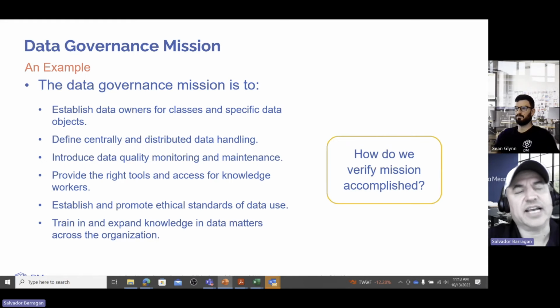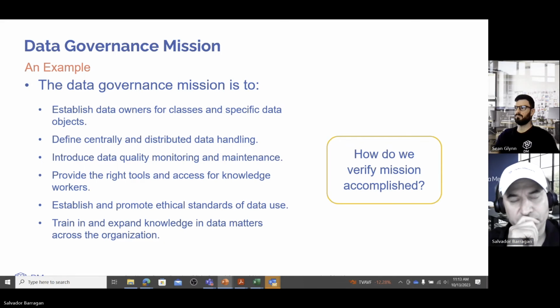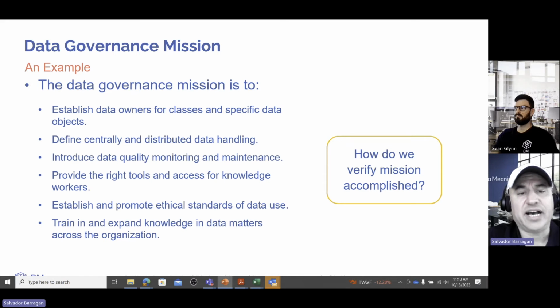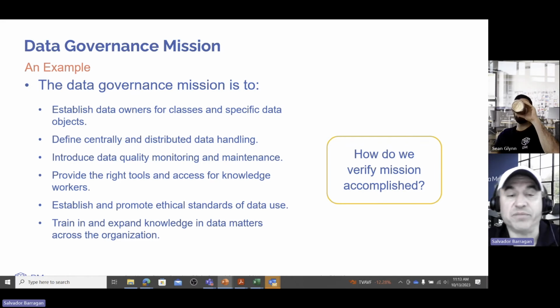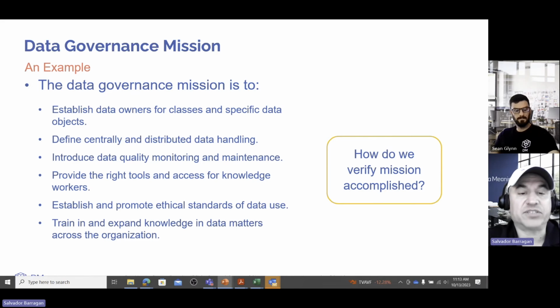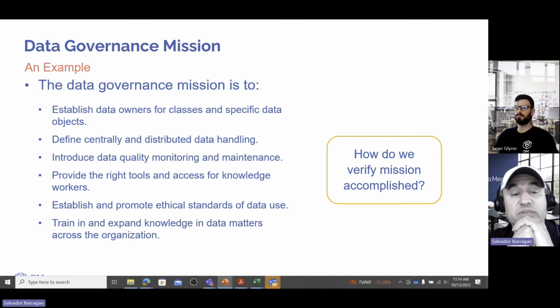So here's an example of a data governance mission. You want to make sure that your data governance mission establishes data owners for classes and specific data objects. You want to define centrally how your data is being handled. You want to introduce data quality monitoring and maintenance. You want to provide the right tools and access to the people within your organization. You want to establish and promote the ethical use of data. You definitely don't want people that should not have access to data gain access to it, especially in the regulatory environments we currently live in.